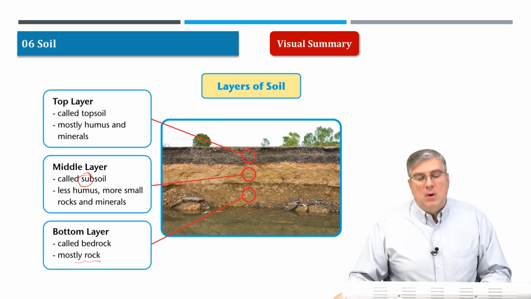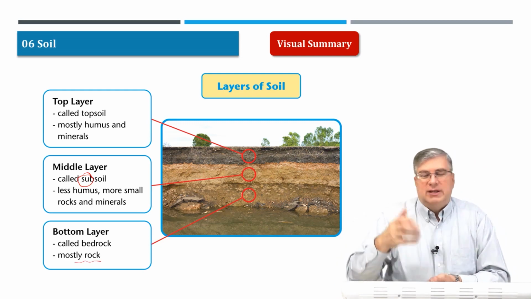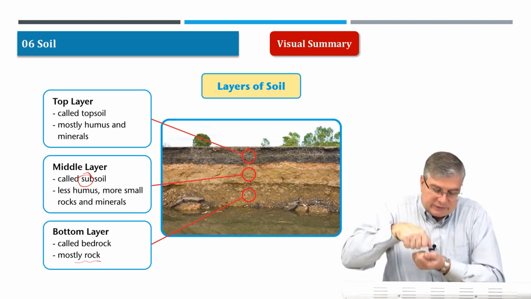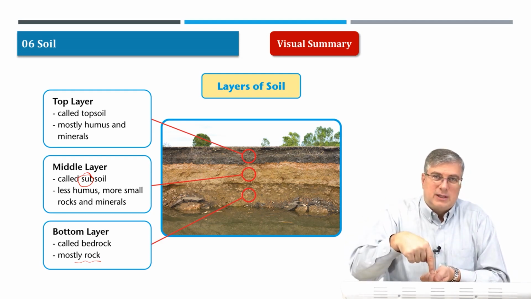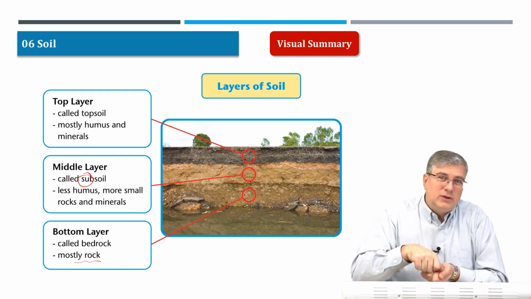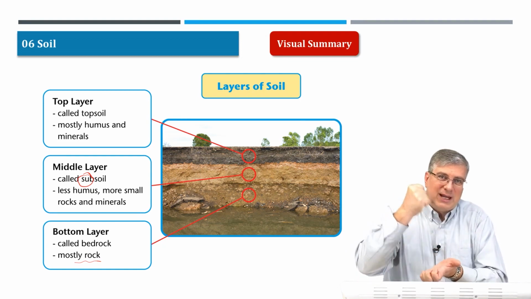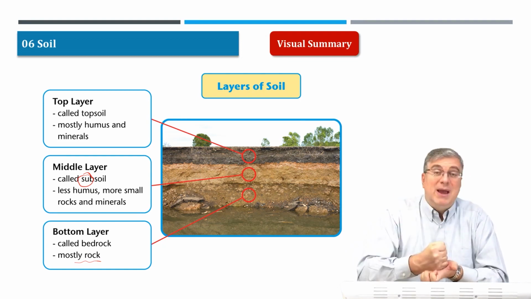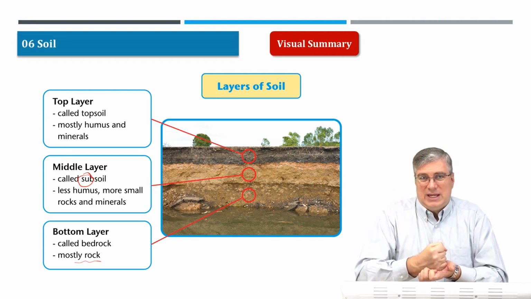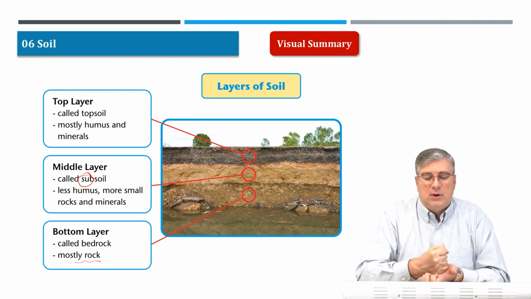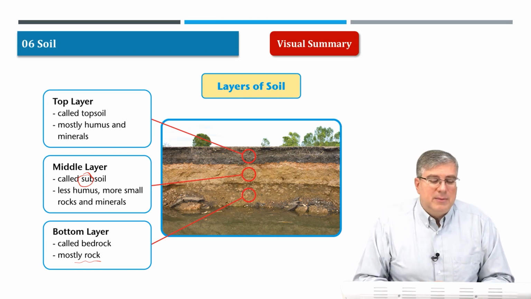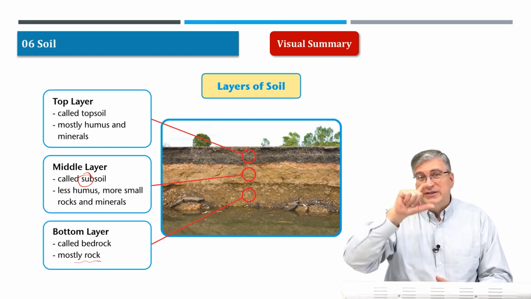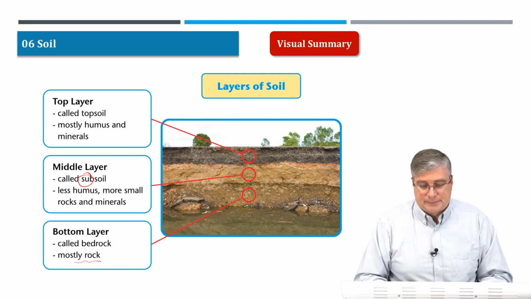Now, when you hit bedrock, if you're digging a hole, let's say you want to plant a tree in your yard, so you dig a hole, you dig through the topsoil, you want to get into the subsoil. If you go down too far, your shovel's going to hit rock. And that's bedrock. You can't dig into it very easily. It's very difficult to dig into it because it's mostly rock. Okay, and that would be the bedrock. So it's interesting to think about these different layers of soil.